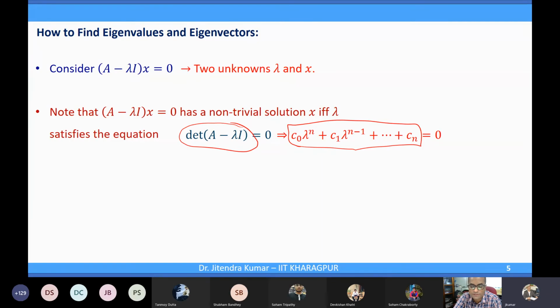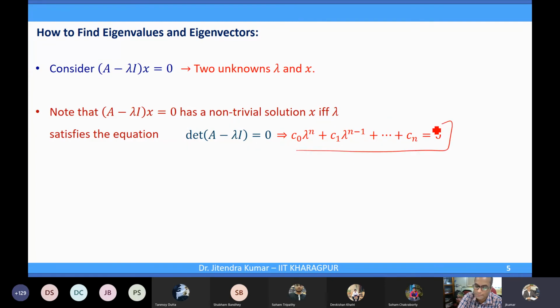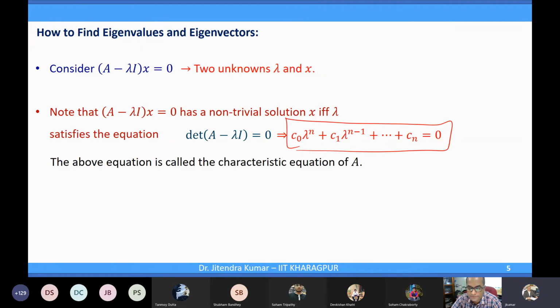You will see this in the example. If it is a 2 by 2 matrix, you will get lambda square. If it's 3 by 3, you will get lambda cube and so on. So you will get such an equation in lambda, and this equation is called the characteristic equation of A. We need to first solve this equation to get all possible lambdas which can make this determinant 0.